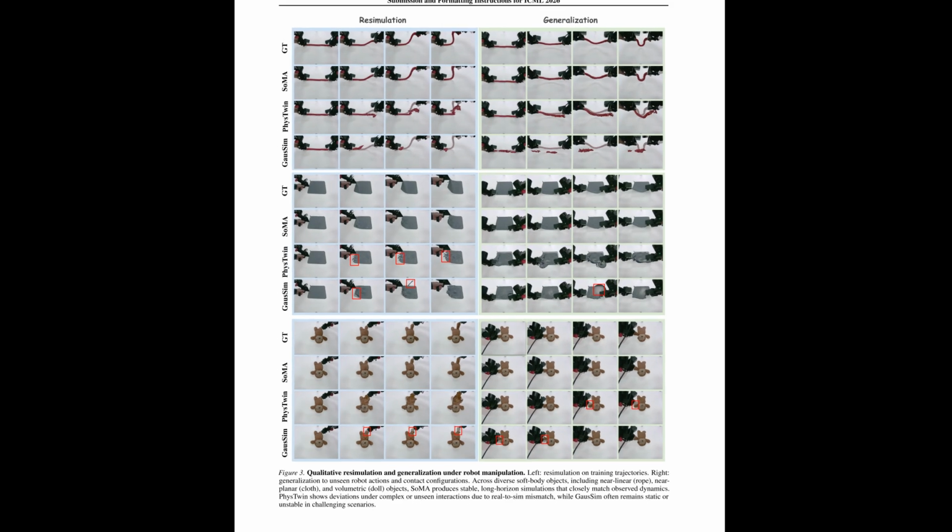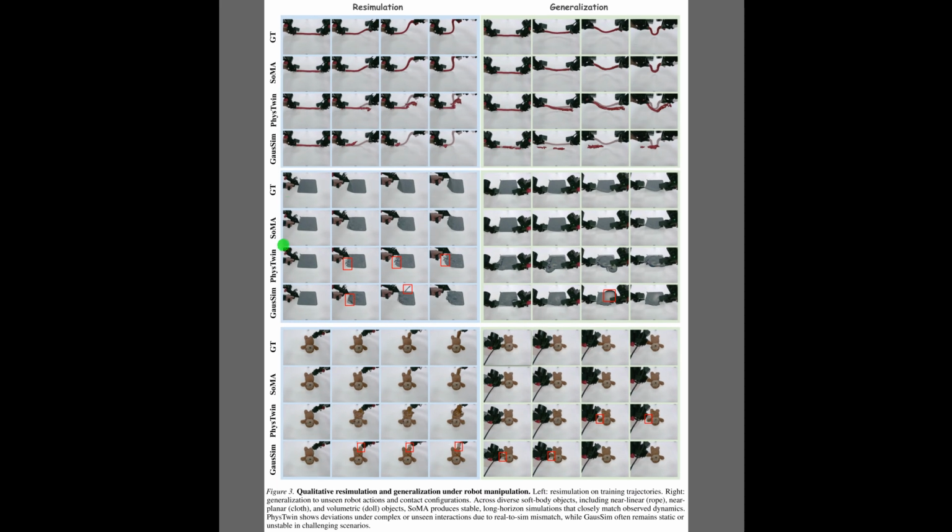Alright, while Figure 2 detailed the training mechanics, Figure 3 now puts the system to the test with a qualitative comparison across three object types: a linear rope, a planar cloth, and a volumetric doll. The left panel, shaded blue, displays resimulation performance on known trajectories. In the second row of each block, SoMA generates stable dynamics that closely track the ground truth above it. Conversely, the baselines in the bottom rows, Fizz Twin and Gauss Sim, suffer from visible artifacts, marked by red boxes, such as tearing in the cloth. The right panel, shaded green, confirms that this robustness holds even for generalization to unseen robot actions.